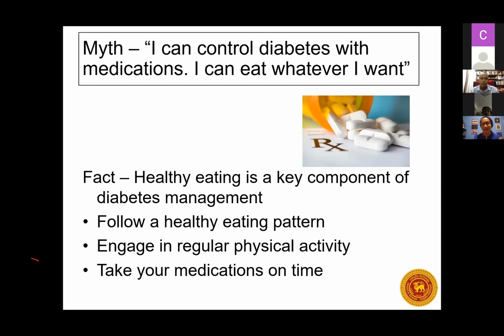Healthy eating is a key component of diabetic management. So you have to follow a healthy eating pattern and engage in physical activity. At the same time, you have to take your medications also on time. So just because you are following a healthy eating pattern doesn't mean you can stop the medication. So all these are important, but of course later on with the discussion with your physician, you might be able to reduce or altogether get rid of the medications.